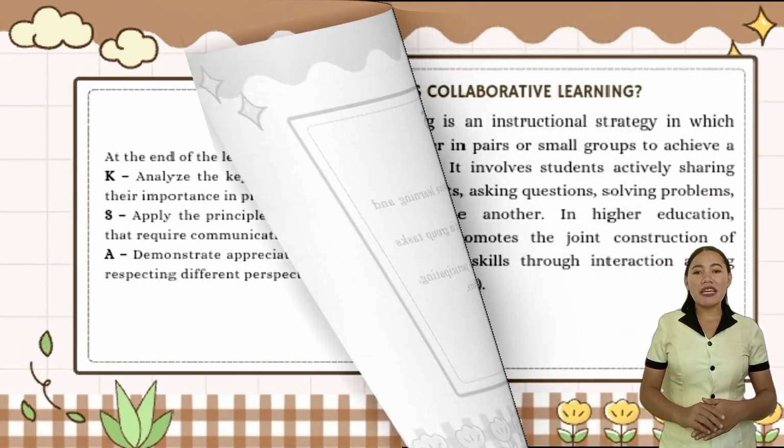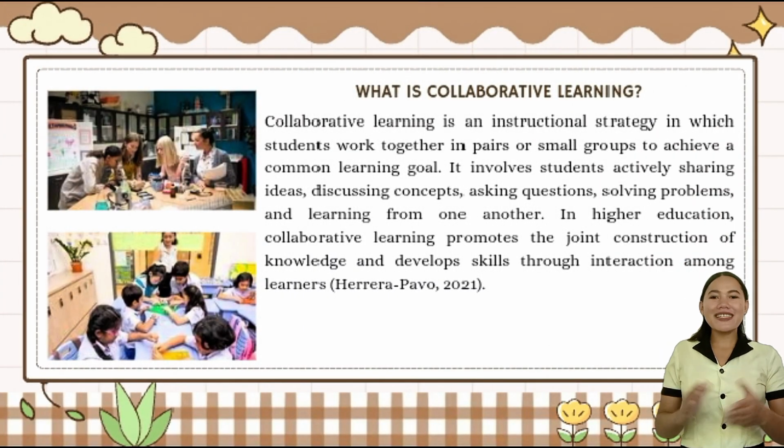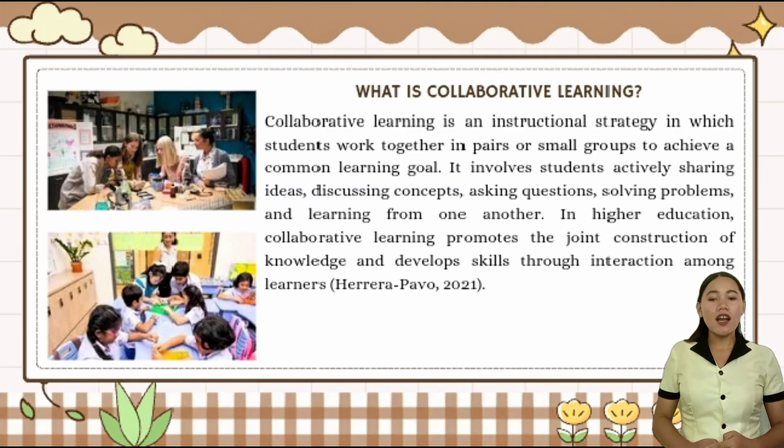Now let us begin. What is collaborative learning? So when we say collaborative learning, this can be understood as a way of learning where students work with other students to reach a common learning goal. So instead of learning only by listening to the teacher or completing tasks individually, students are given opportunities to discuss ideas, ask questions, explain their understanding, solve problems, and learn from one another.